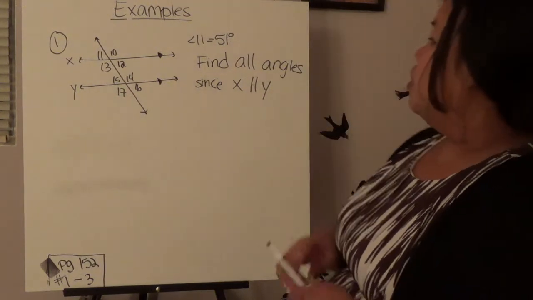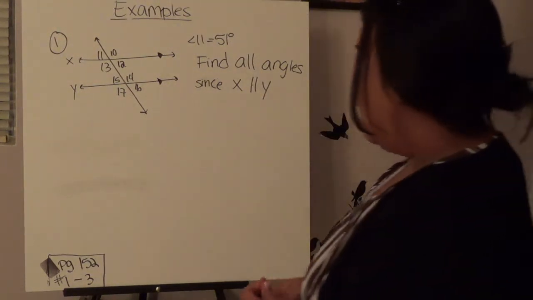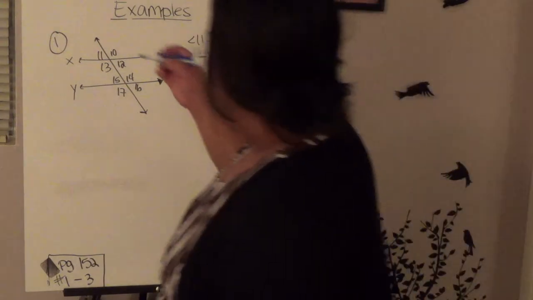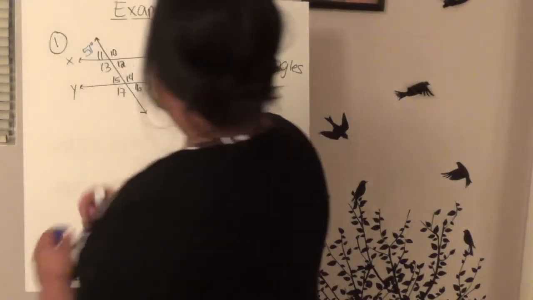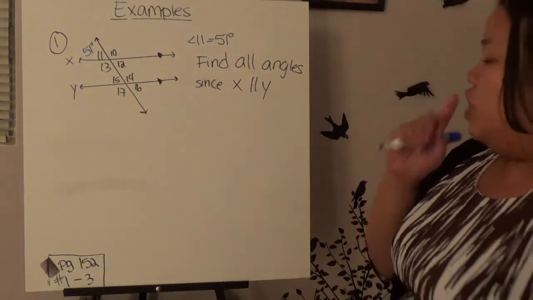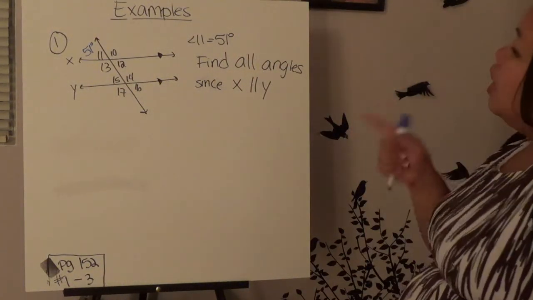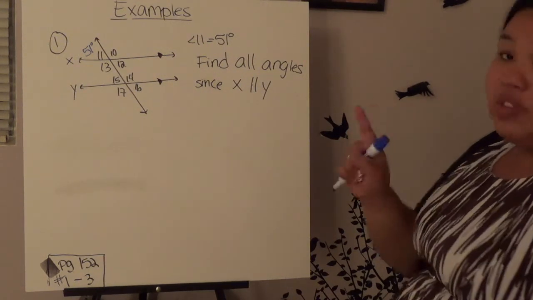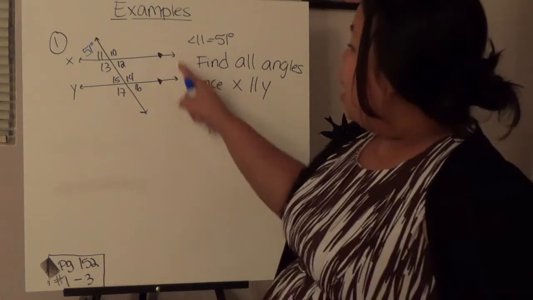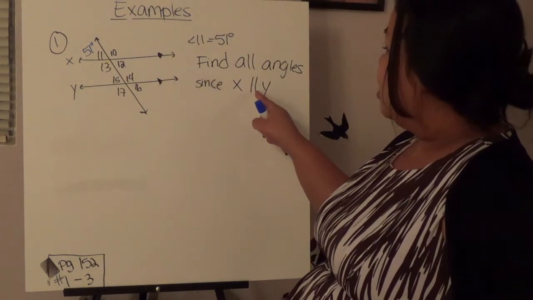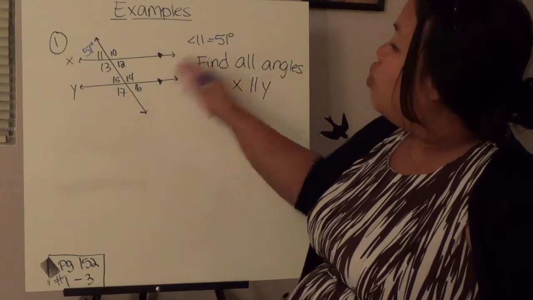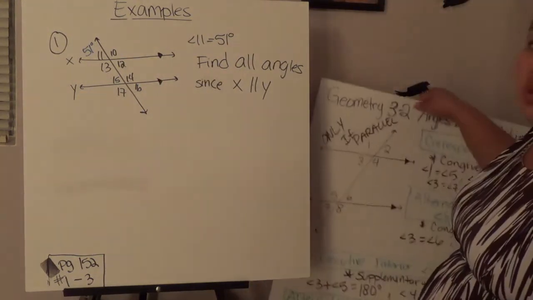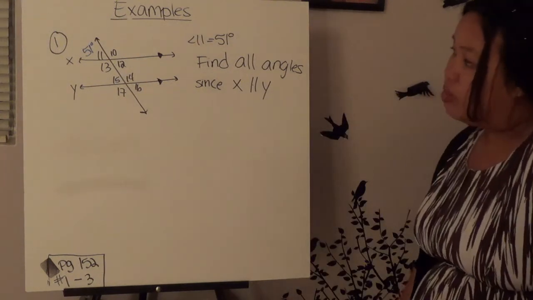The first one basically tells us that angle 11 equals 51 degrees. And it wants us to find all the other angles. So this is very interesting, because by giving us one angle, because these are parallel, x is parallel to y, that's that sign for parallel, we can find the rest of the angles using all the theorems you used here. So if you have any questions, look back on your notes, alright?